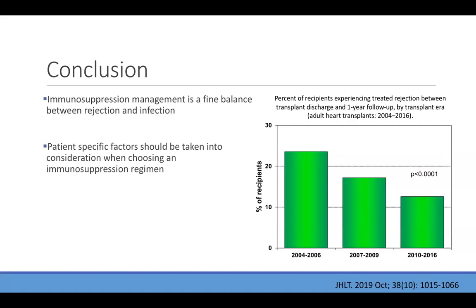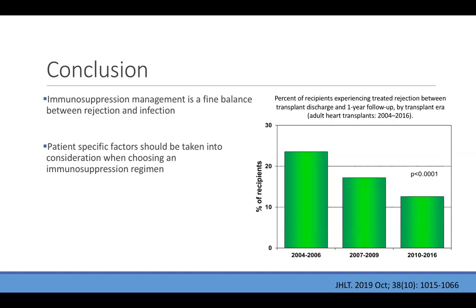And then you can also see in this graph the percentage of recipients on the y-axis, and the year on the x-axis, and it's the percent of recipients experiencing treated rejection between transplant discharge and 1-year follow-up. And you can see that the rates of rejection have gradually declined as the years have gone on, I think due to our immunosuppressive agents.